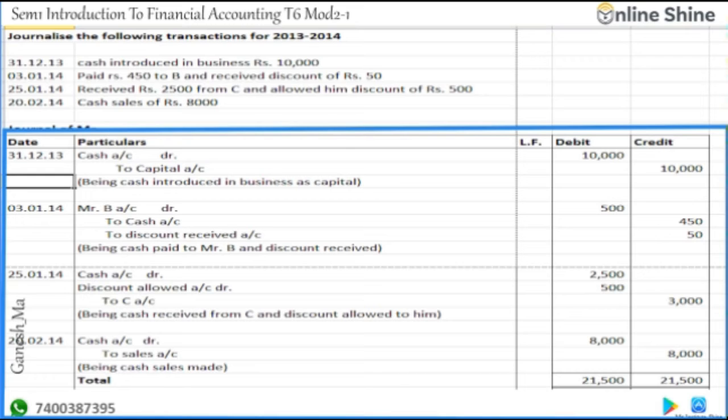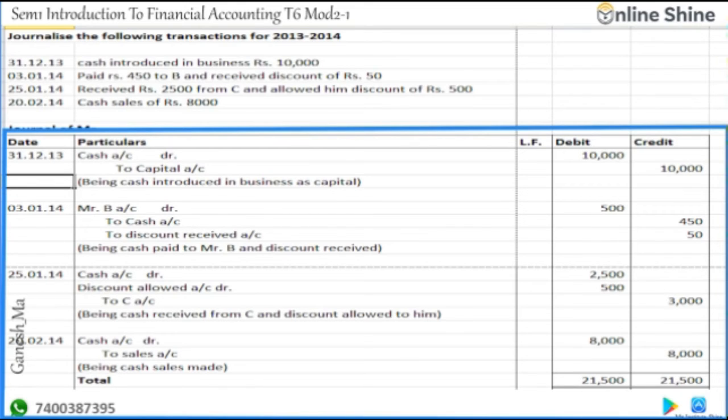entries: first column is date, then the particulars where the entry will come, then your ledger folio column, then your debit rupees and credit rupees. And at the end, once you finish with all your monthly journal entries, each page with the debit and the credit will be totaled. So we'll come to know each debit has a corresponding credit. Now let's see with two or three examples.